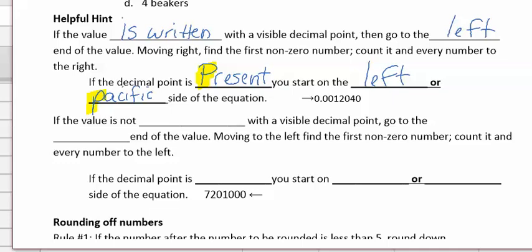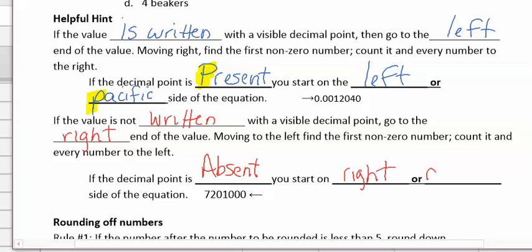Then the opposite, if the value is not written with the visible decimal point, you're going to go to the right end of the value, moving to the left to find the first non-zero number, count it, and every number to the left. So if the decimal point is absent, you start on the right or Atlantic side of the equation or the number.